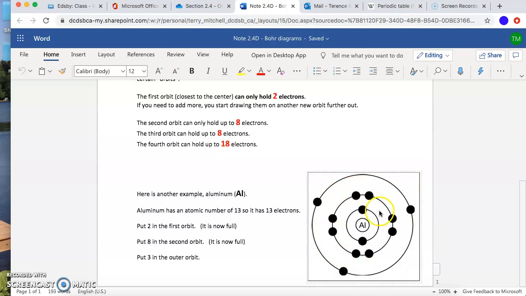If you were to count all the electrons, there would be 13 in total. 2 out of 2 in the first orbit, 8 out of 8 in the second orbit, and 3 out of a possible 8 in the third orbit. That's that. I will do a little YouTube video, draw a few of these up for you, so you can try this as well.